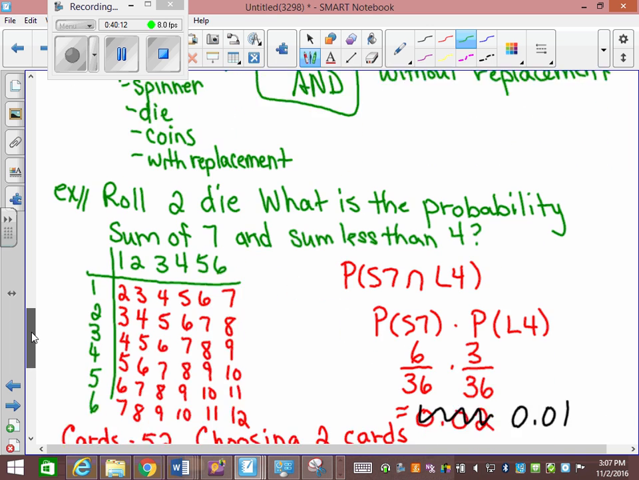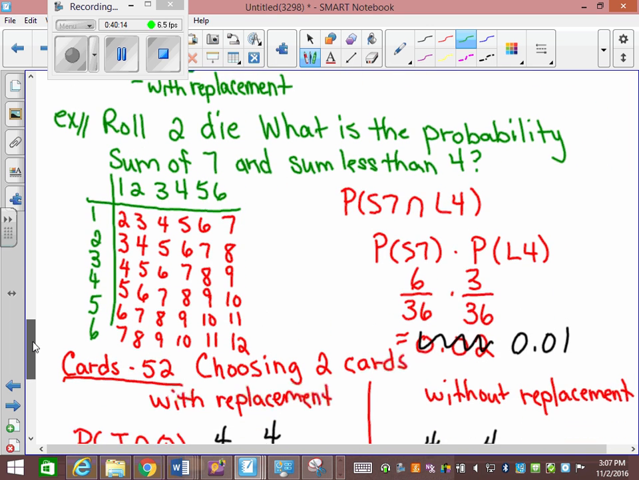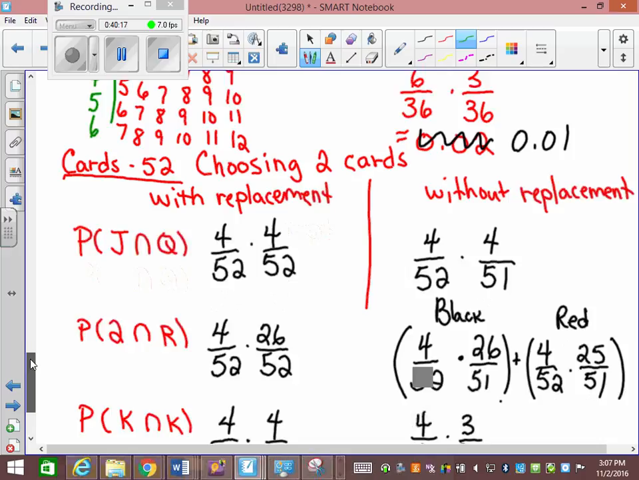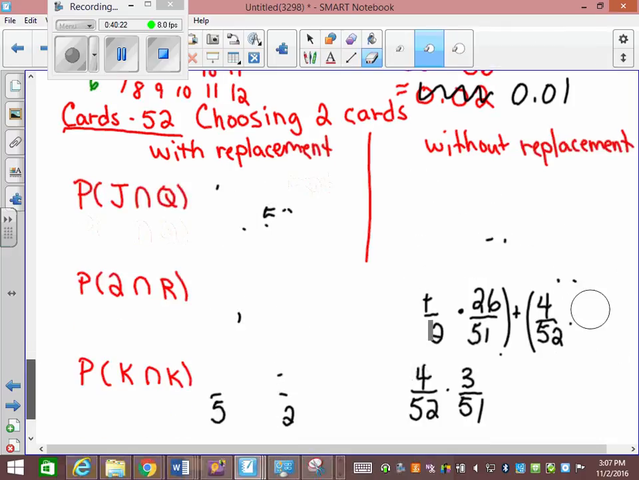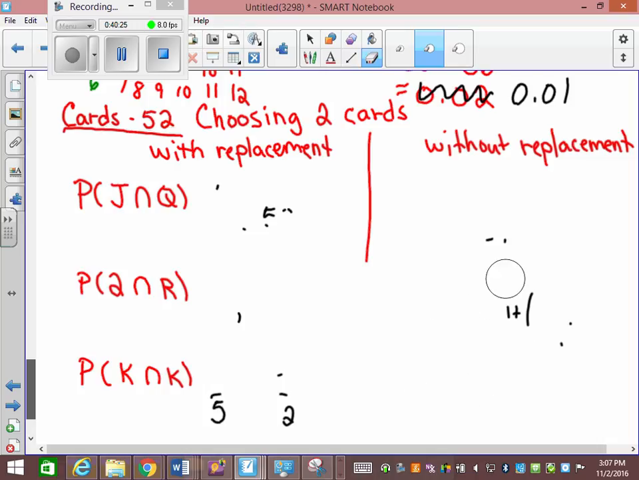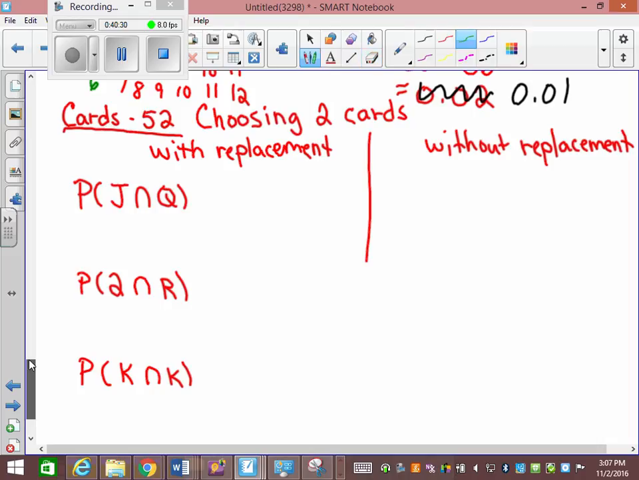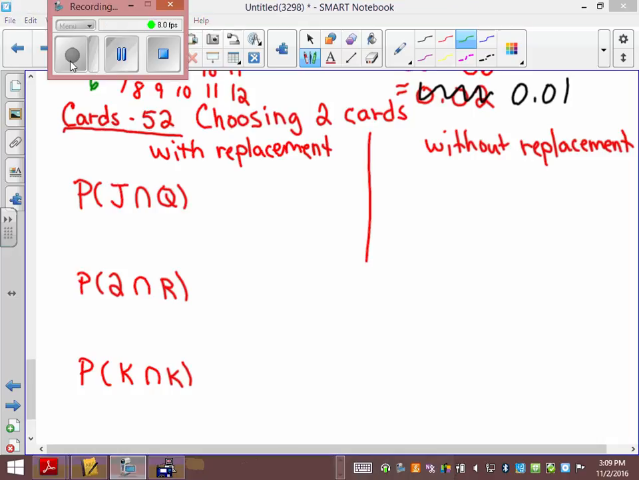Okay, I want you to try this last one here. So I want you to try these 3 options, where I'm going to say do these 3 with replacement, and then do them as if they weren't being replaced. Okay? So probability of Jack and a Queen with replacement, probability of Jack and a Queen without replacement. 2 and a red with replacement, 2 and a red without replacement. King and a king, king and a king. Okay? Try them out.